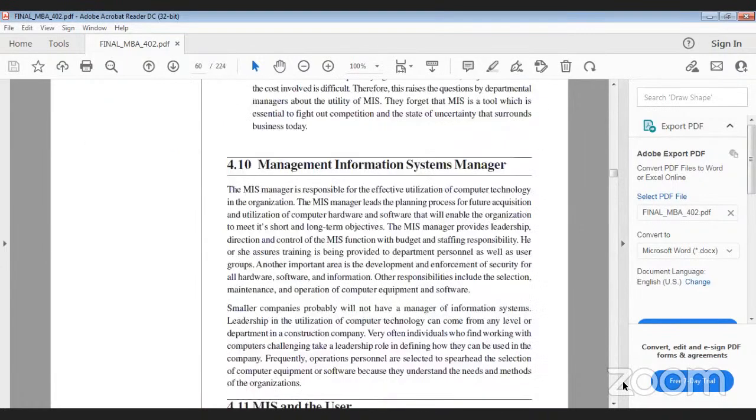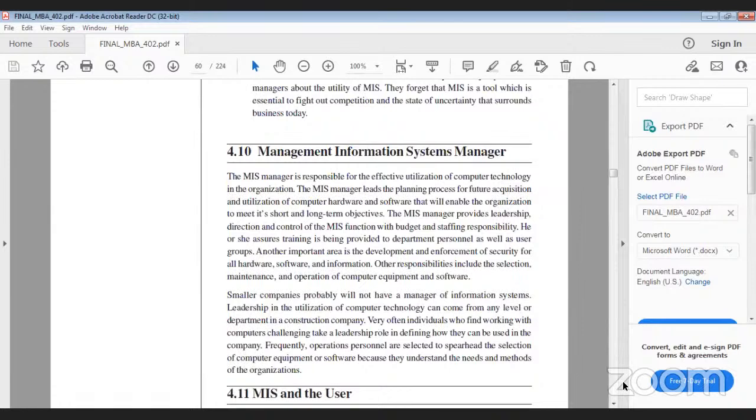Management Information System Manager. The MIS Manager is responsible for the effective utilization of computer technology in the organization. The MIS Manager is in the planning process for future applications and utilization of computer hardware and software that will enable the organization to meet its short and long-term goals. The responsibility includes the development and enforcement of security for all hardware, software, and information, and the acquisition, maintenance, and operations of computers and software.